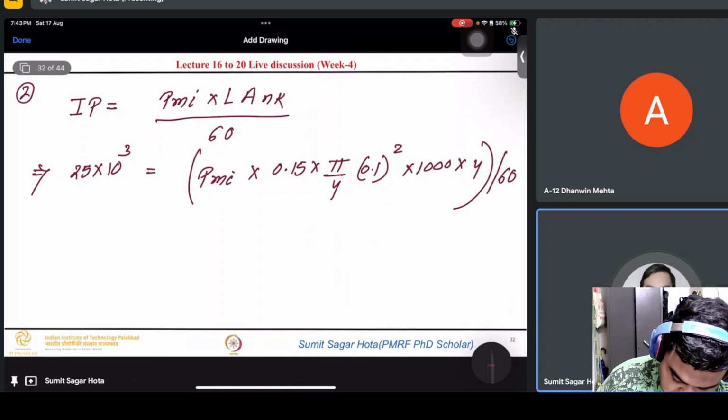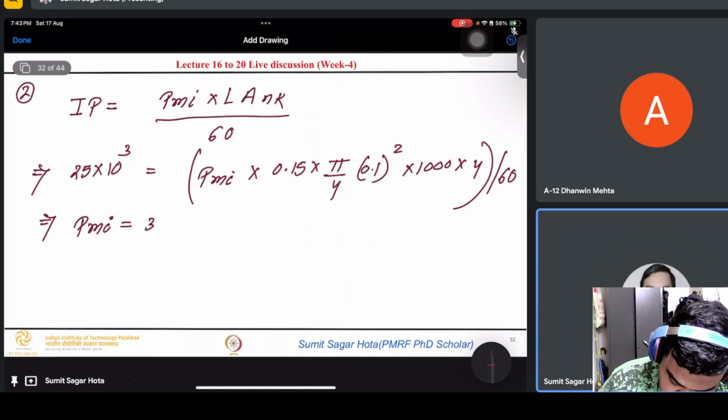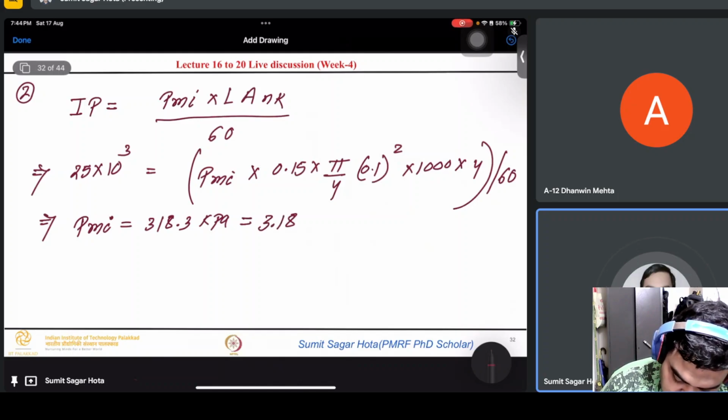If you solve it, you will get the PMI as 318.3 kilopascal, which is equal to 3.183 bar.